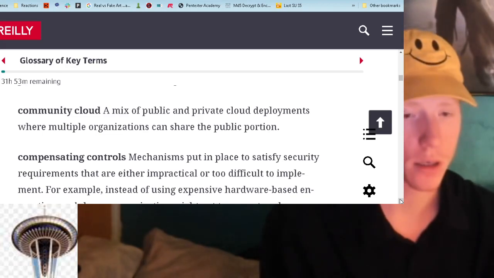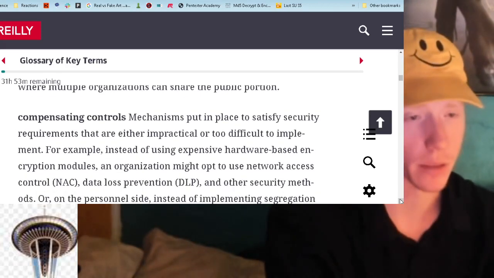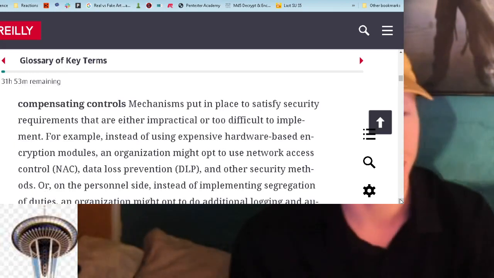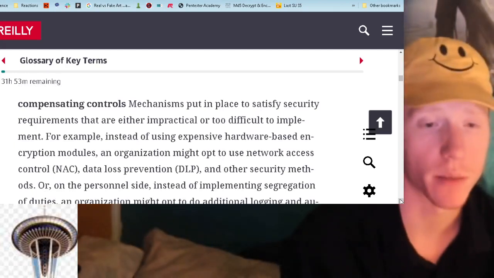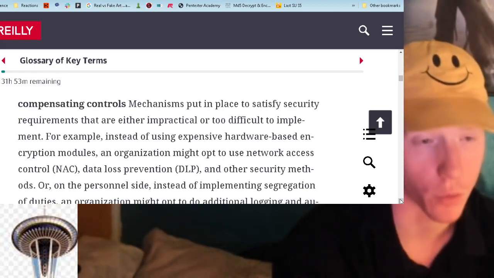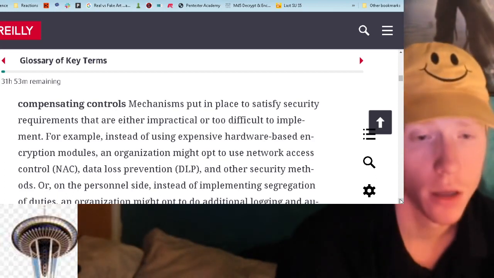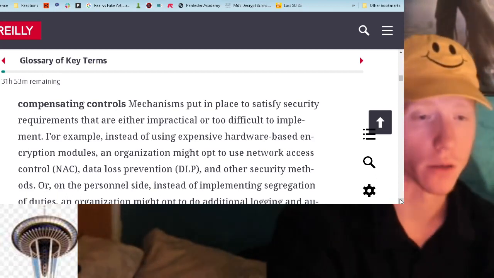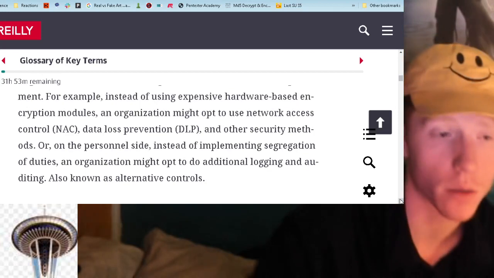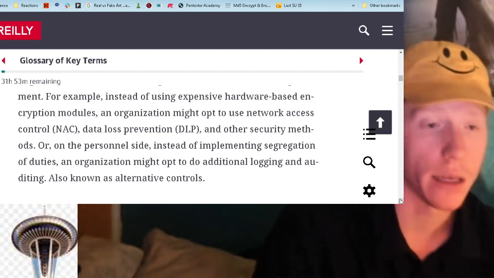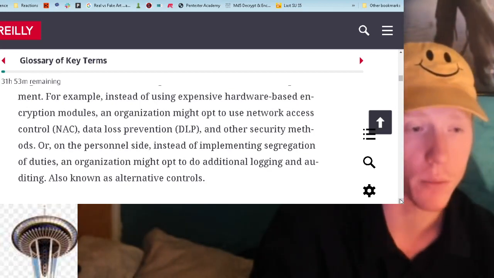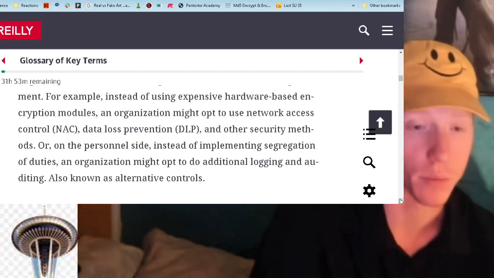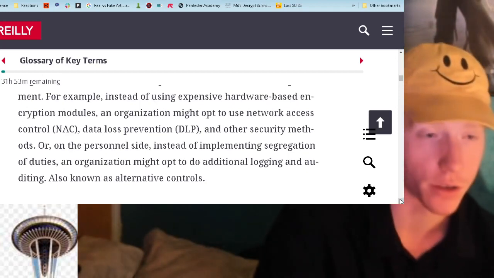Where multiple organizations can share the public portion. Compensating controls. Mechanisms put in place to satisfy security requirements that are either impractical or too difficult to implement. For example, instead of using expensive hardware-based encryption modules, an organization might opt to use network access control, data loss prevention, and other such security methods.